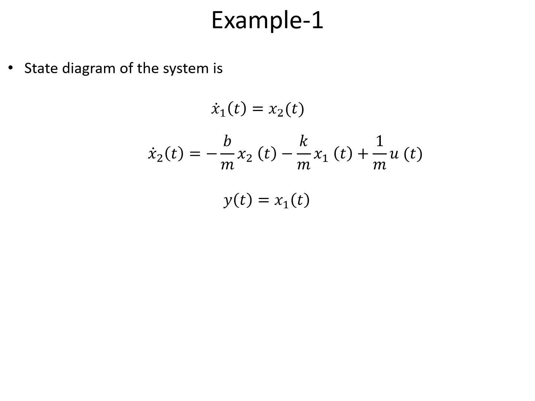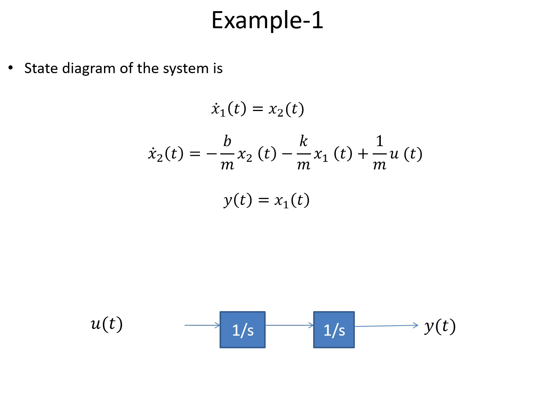So the state diagram for this system can be drawn using the relationship like this. First we are taking the input u of t. Then we are writing the values minus b by m, because the delay here is taken to be 1 by s and then 1 by s. We are constructing, so this value is taken as minus k by m because this is x1.